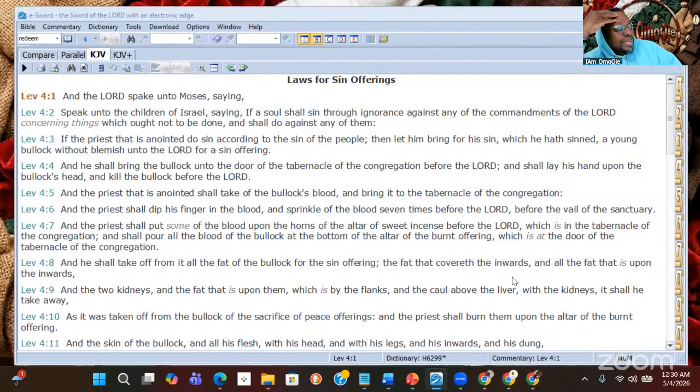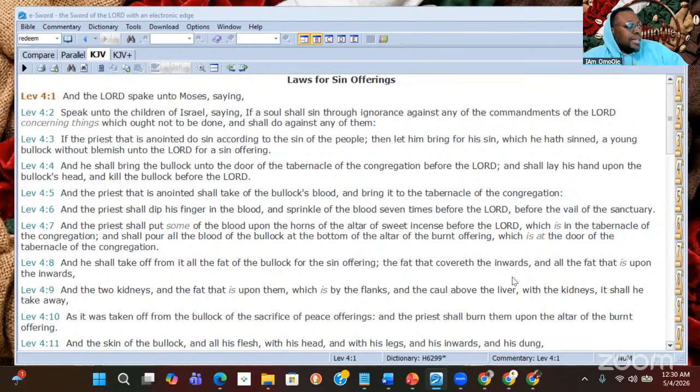So as it is saying, if he sinned a sin of the people through ignorance, or according to the sin of the people, because of the multitude, essentially, then he has an offering that can be made by bringing a bullock without blemish unto Jehovah for a sin offering. And he shall bring the bullock unto the door of the tabernacle of the congregation before Jehovah, and shall lay his hand upon the bullock's head and kill the bullock before Jehovah.